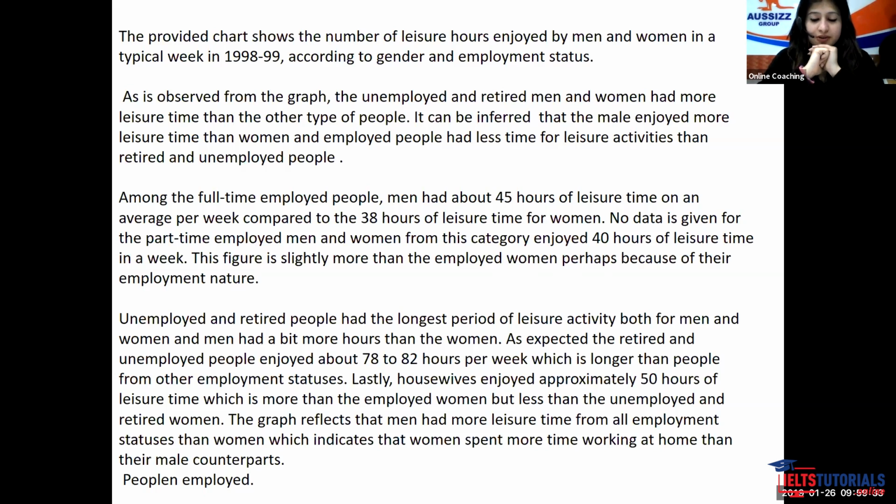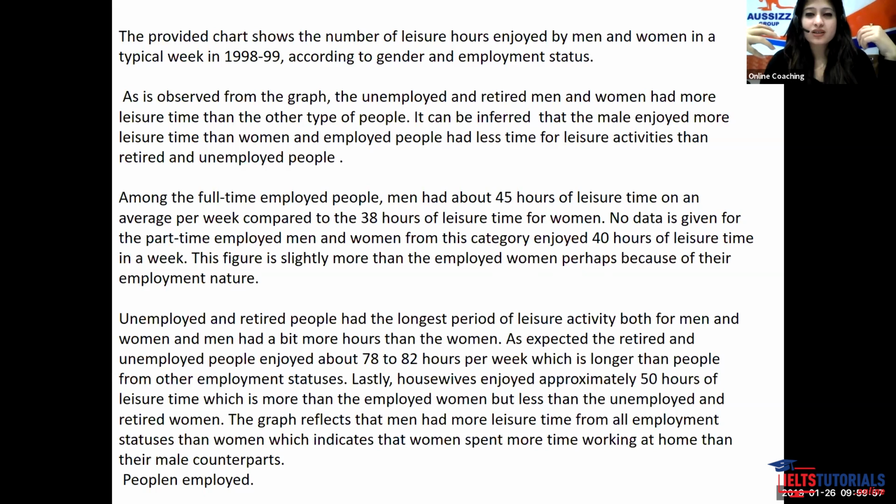How to write the graph. Again, I'm repeating how to write the graph. The graph has to be written with an introduction. Introduction is nothing but when you paraphrase, when you rephrase the question. How are you supposed to do this? You're supposed to do this with two things. The first thing is by using synonyms. The second thing is by changing the sentence structure.